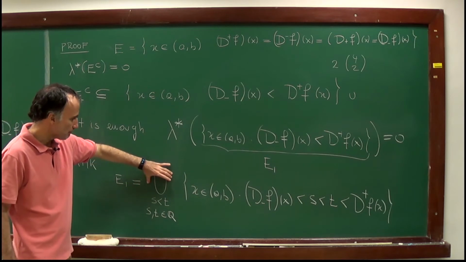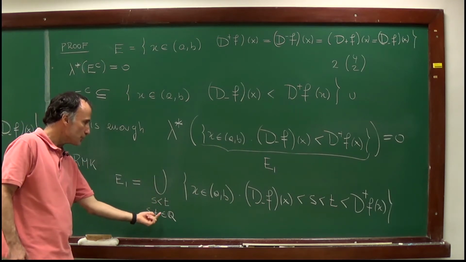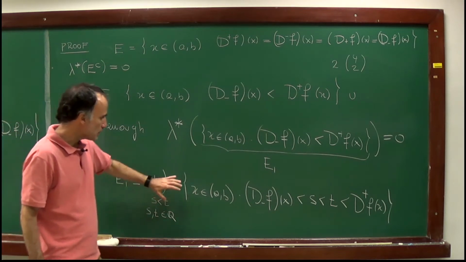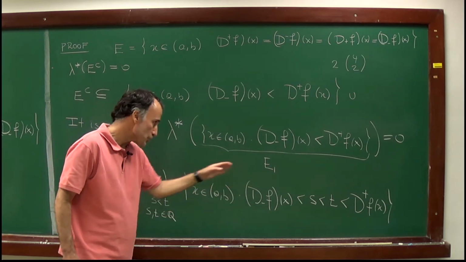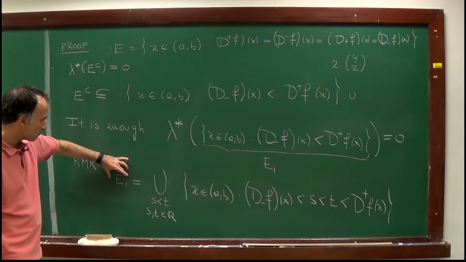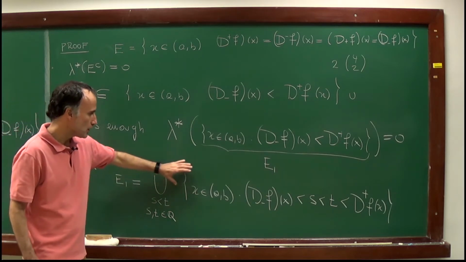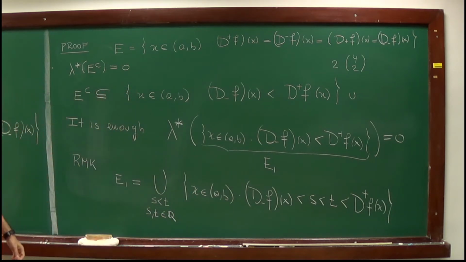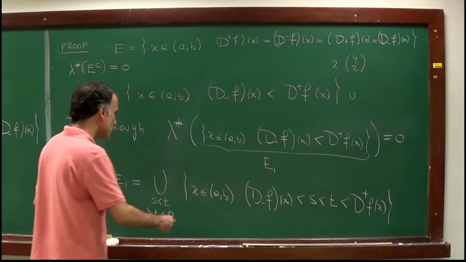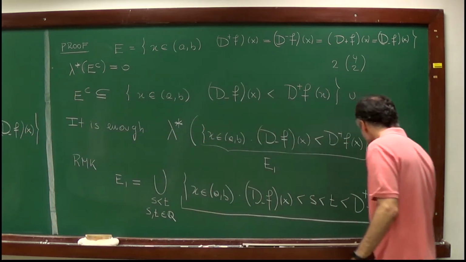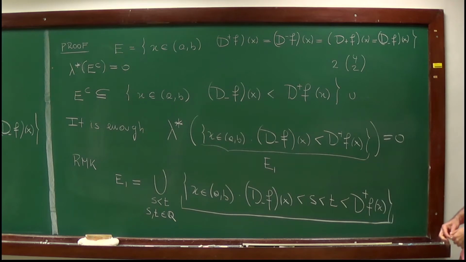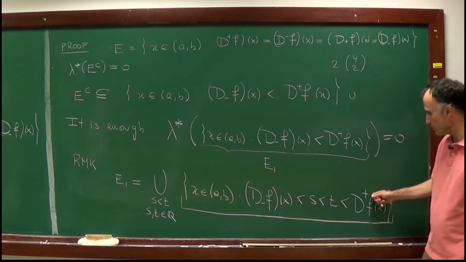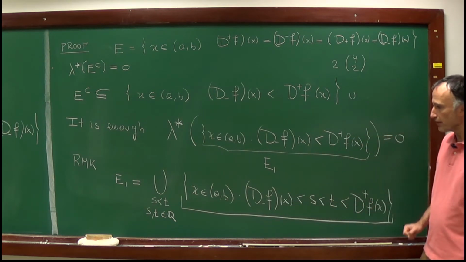And since I have here a countable union, in order to show that the outer measure of that set is equal to 0, it's enough to show that the outer measure of each of these sets is equal to 0, because the outer measure of the union is smaller or equal than the sum of the outer measures. So if the outer measures are all equal to 0, this sum is 0, and therefore the outer measure of E1 is 0. So actually, what we will prove is that the outer measure of that set is equal to 0. In the next blackboard, I will write down this set, recall what d minus and d plus are, and then prove that the outer measure of that set is equal to 0.